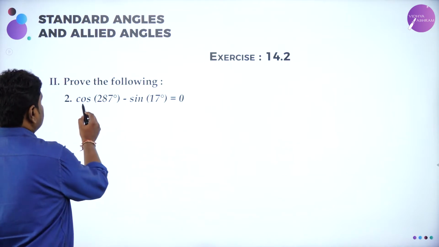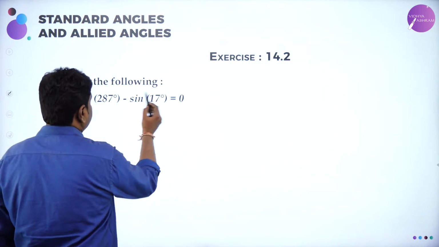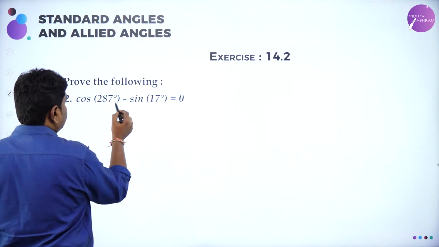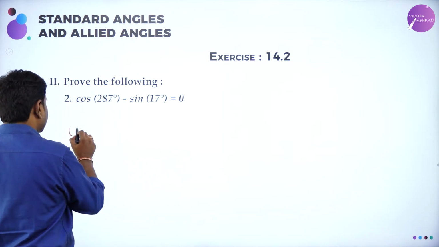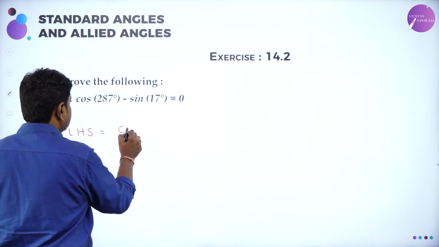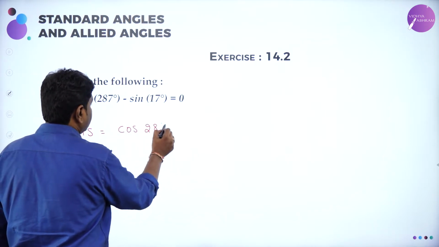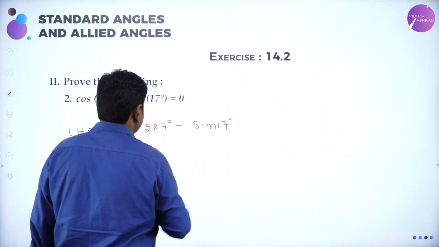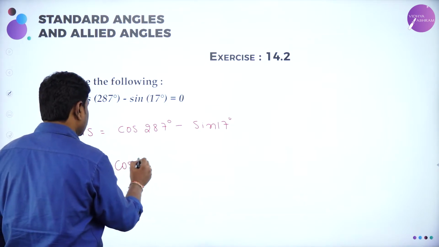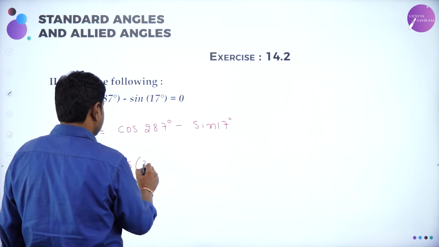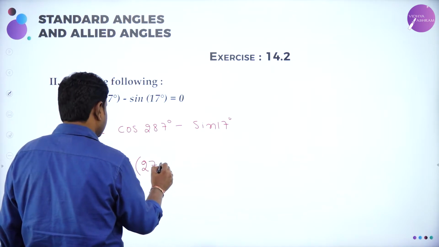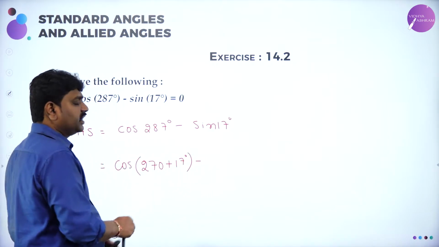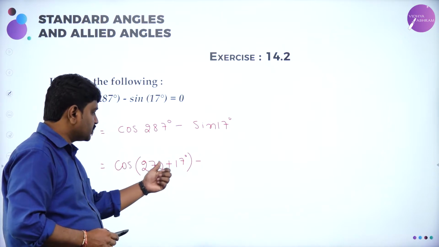Then second question, cos 287 degree minus sin 17 degree, they want you to prove. So now prove that cos 287 degree minus sin 17 degree is equal to 0. Again we'll take LHS. What is LHS? Cos 287 degree minus sin 17 degree. So now cos 287 is nearer to 360 or 270. Can I say cos of 270 plus 17? For 270, if I add 17, it will be 287. In spite of number 287, I am writing 270 plus 17.